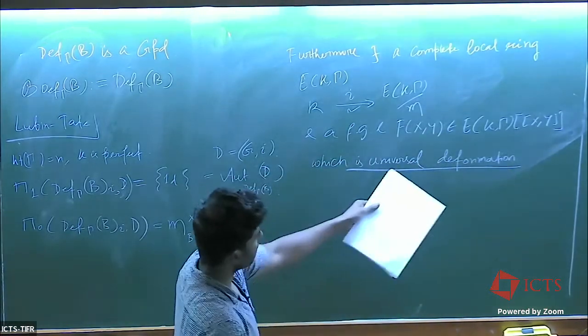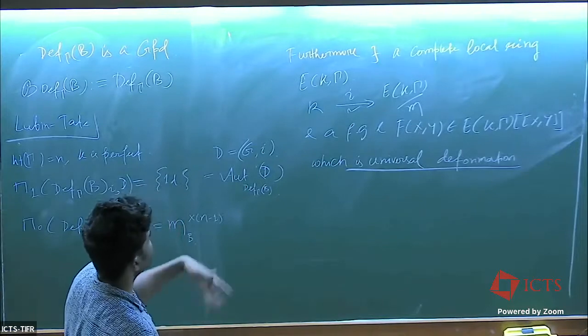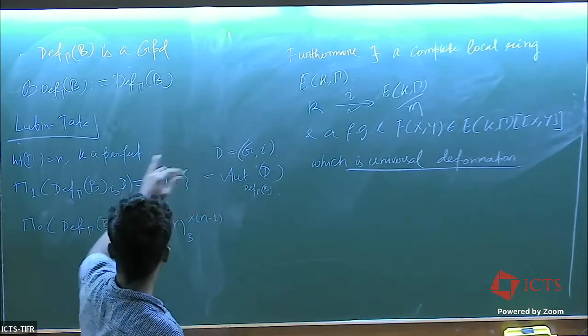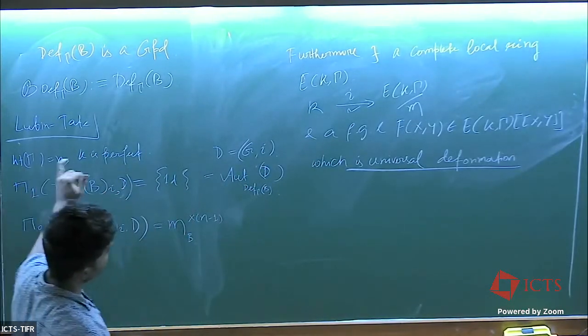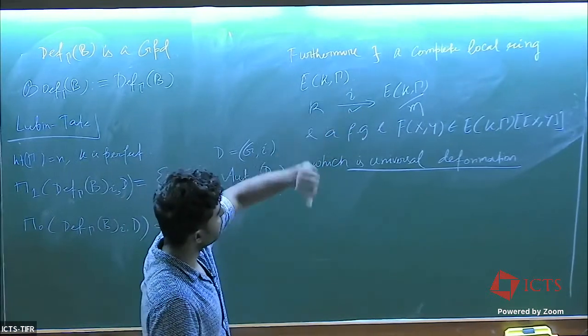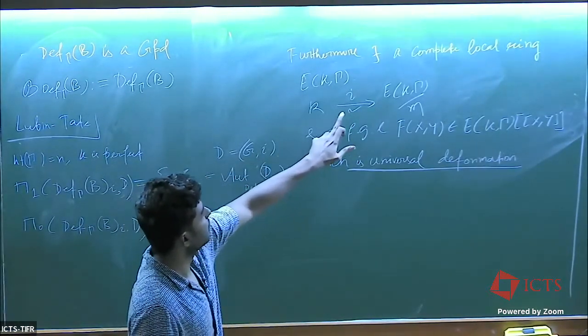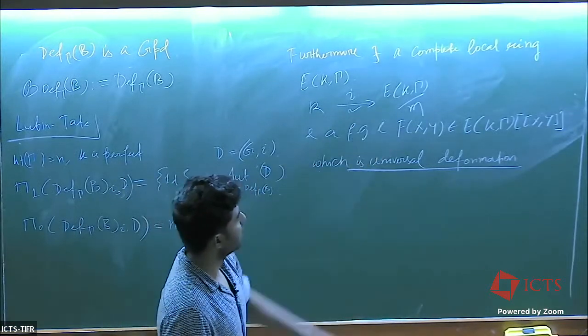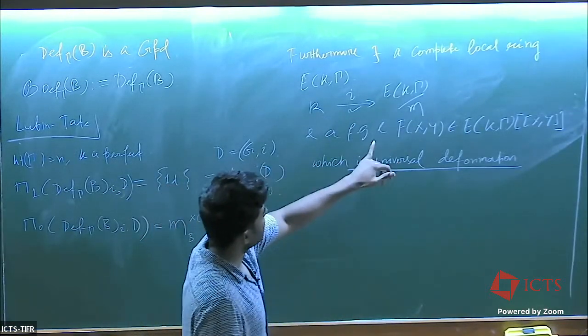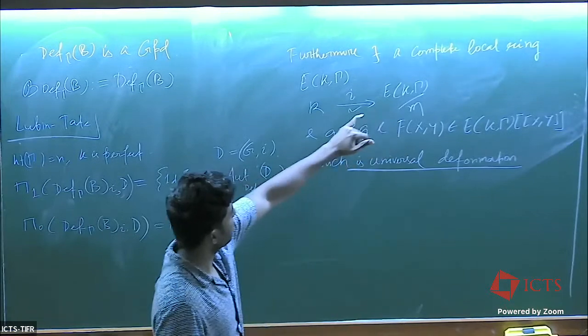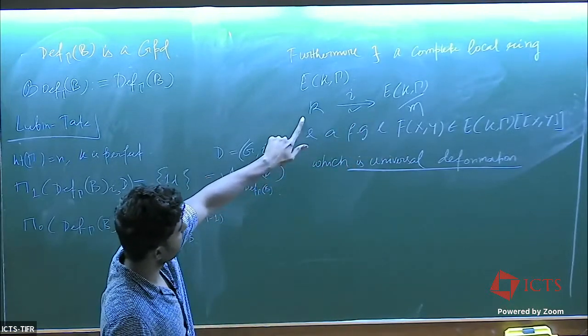What is this universal deformation? Basically it is saying that with this K and gamma, if that is given, I get a complete local ring E(K, gamma), and there is a group law over that. And also K to this guy is an isomorphism. And when you restrict this F here, this is just the F you started with, this gamma you started with.